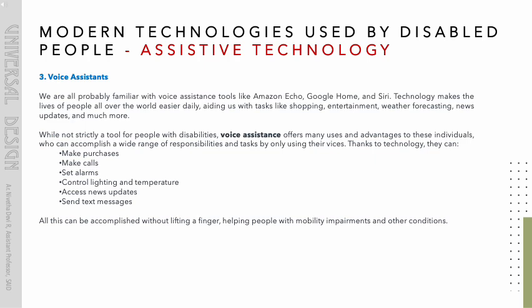3. Voice assistants. We are all probably familiar with voice assistance tools like Amazon Echo, Google Home, and Siri. Technology makes the lives of people all over the world easier daily, aiding us with tasks like shopping, entertainment, weather forecasting, news updates, and much more. While not strictly a tool for people with disabilities, voice assistance offers many uses and advantages to these individuals, who can accomplish a wide range of responsibilities and tasks by only using their voices.